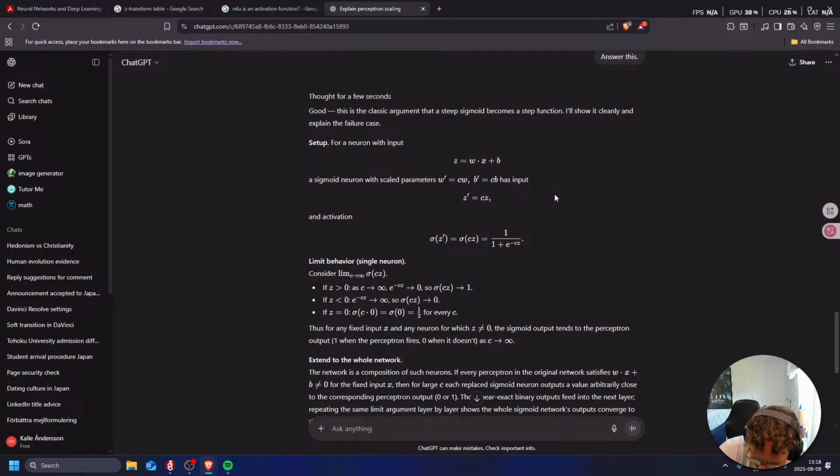If c is less than 0, as c goes to infinity, we get that e to the power of minus cz is going to infinity as well, which basically makes the sigmoid function go to 0.